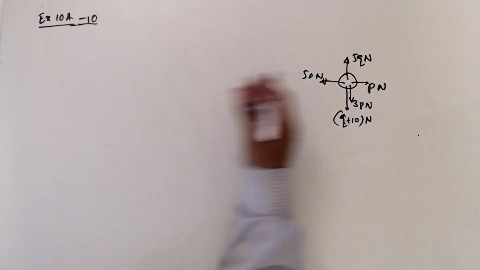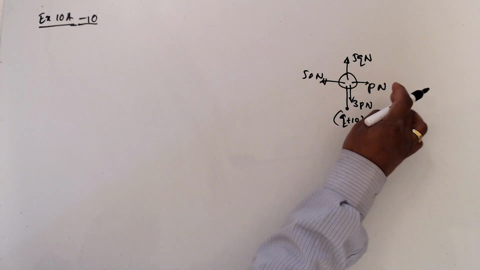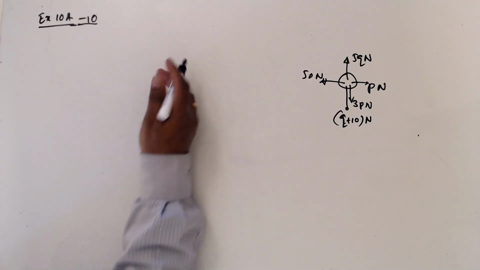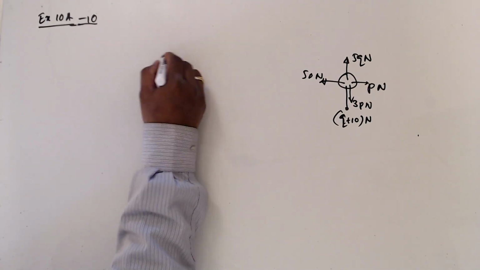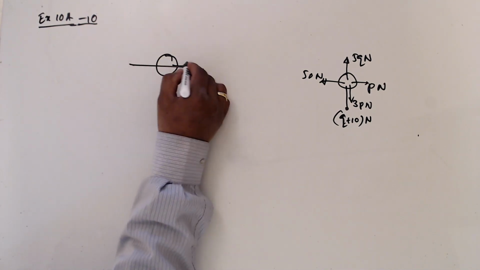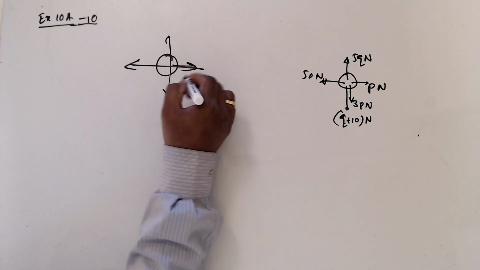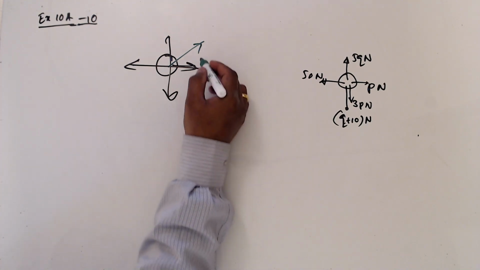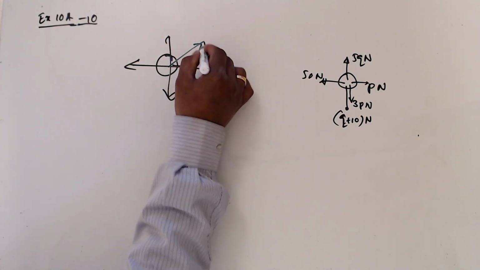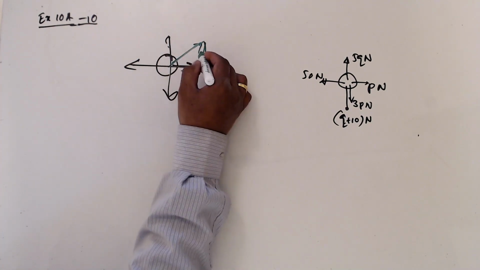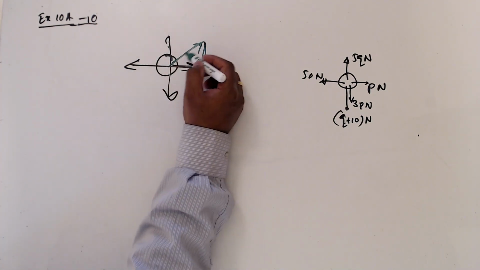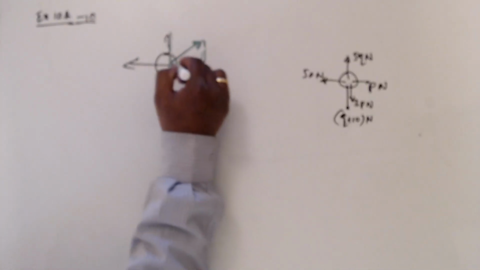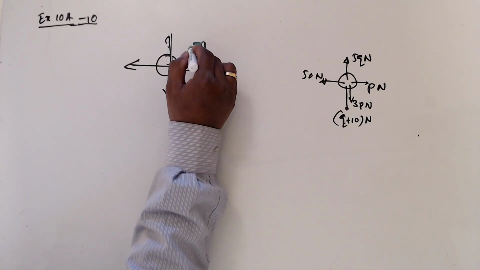So we can see that there are two sets. One is in the horizontal direction and the other one is in the vertical direction. Those are the two directions we need to consider. If there are more directions, for example, this is a particle, and apart from the vertical and horizontal there is another force in a different direction, then we have to break this force into a horizontal and a vertical component, because a force in this direction has a vertical and a horizontal component.